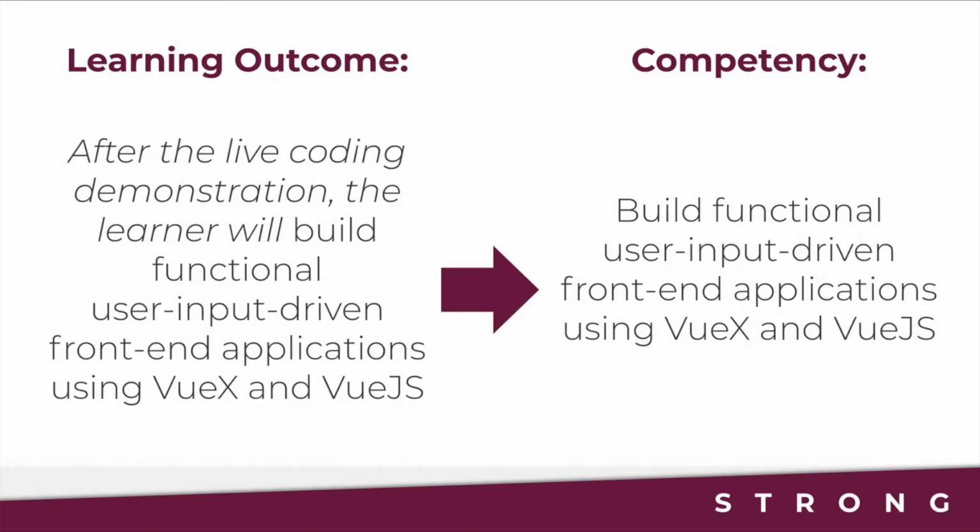Here's another example. After the live coding demonstration, the learner will build functional user input driven front-end applications using Vuex and Vue.js. Here, we need to strip off the learning context, since competencies are not concerned with how the person gained the competency. The learning context here is the live coding demonstration. Take that away, and we have: build functional user input driven front-end applications using Vuex and Vue.js. Remember, what matters is that they can do it, not how they learned it.